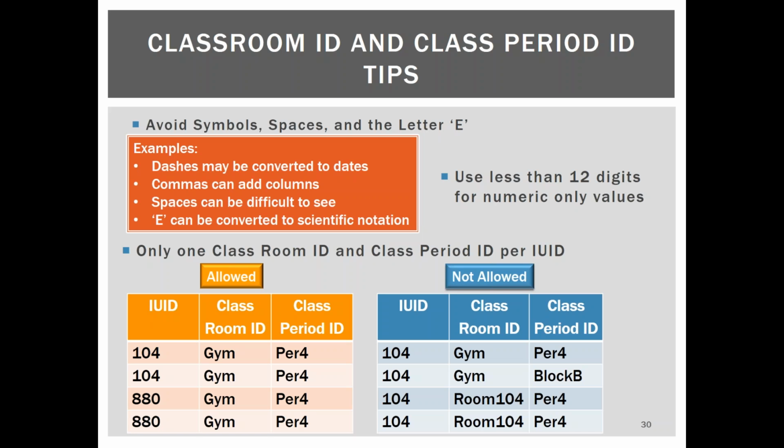Now what's not allowed is this messy example over here in blue. 104 is being used for all IUID numbers here, but we have one taught in the gym and one taught in room 104. They're in different class periods. This would not be okay. In this blue example, you would need separate IUIDs for each of those situations.